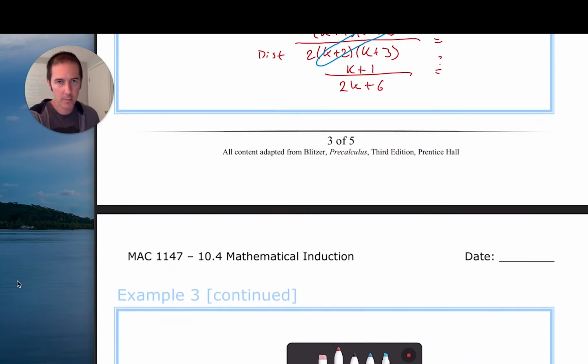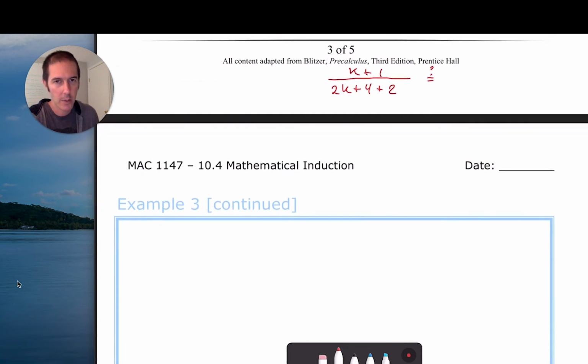It takes the tiniest bit of cleverness to continue modifying the left-hand side so that it looks even more like the right-hand side. For example, we're now going to write our denominator as 2k plus 4 plus 2. Maybe that equals the right-hand side. And now for sure I have to go on to the next page. In my denominator, I'm going to factor, but I'm only going to factor a 2 out of these two terms so that I end up with k plus 1 over 2 times k plus 2 plus 2.